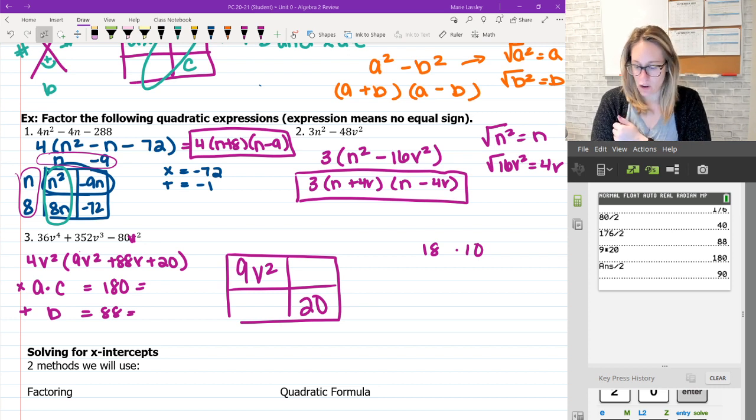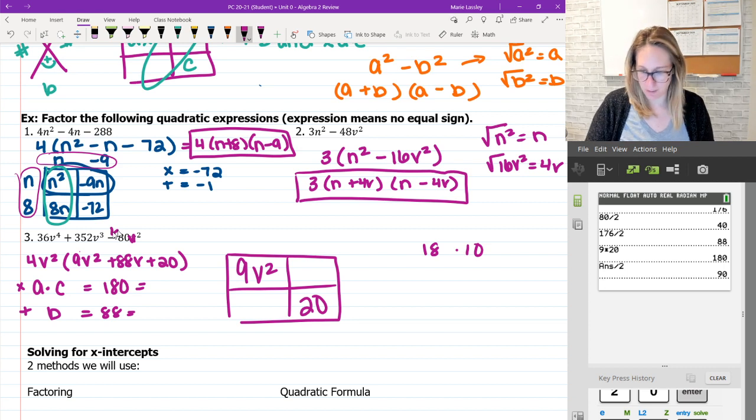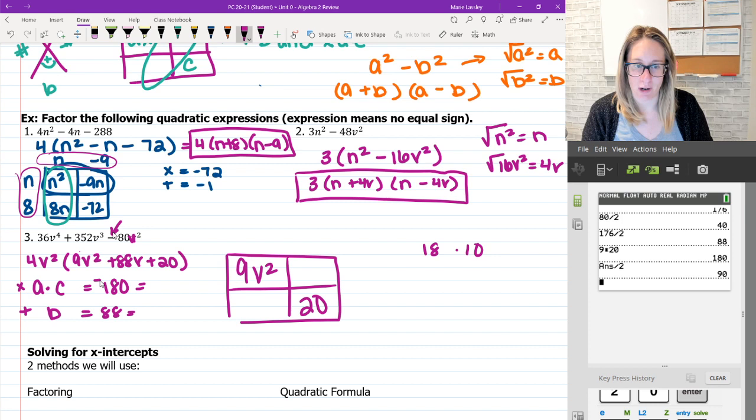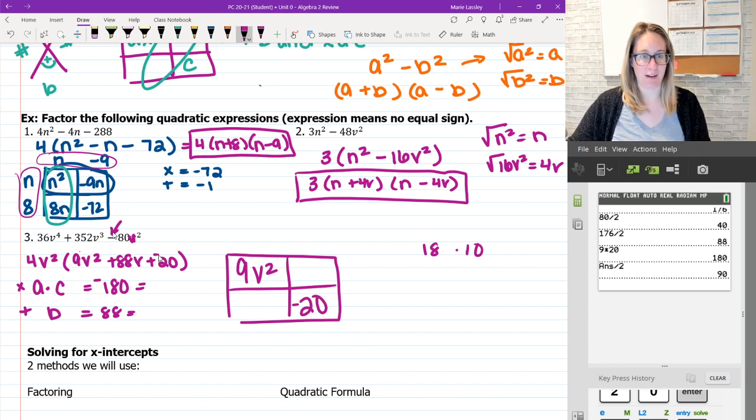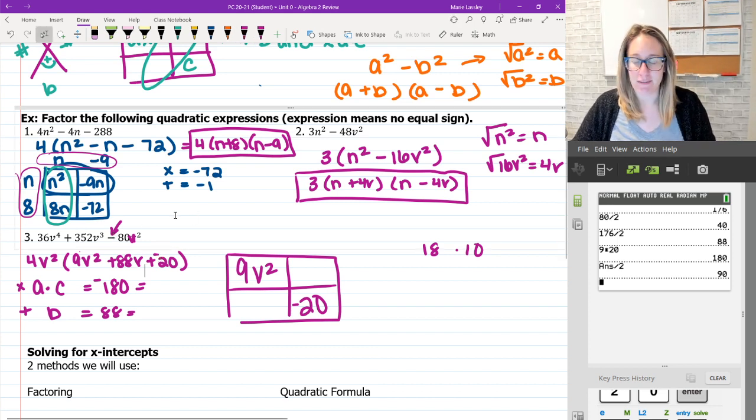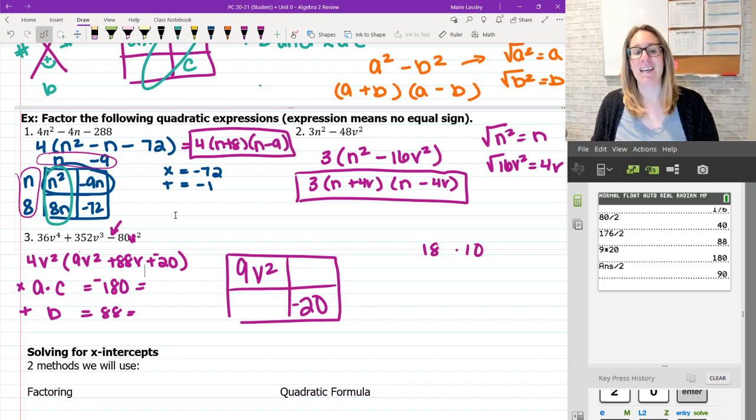Okay, also, because I dropped a negative, I just want to remind you guys, there is a negative right here. So it should multiply to negative 180, and this is a negative 20 right here. Sorry about that. Don't drop your negatives, it's bad. That's like the second time I've done that in these videos. Okay, so multiplies to negative 180 and adds to 88.